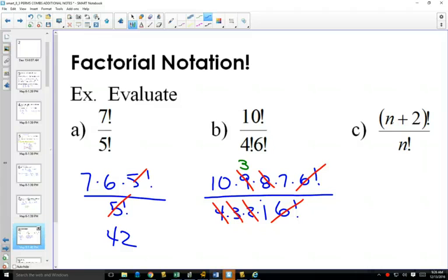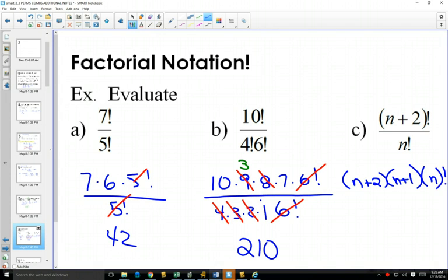Now, mental math, if I was multiplying that, what am I left with? I'm left with a 10, a 3, and a 7. 7 times 3 is 21 times 10, 210. And then when you get to variables, again, we decide which one's bigger, n plus 2 or n. N plus 2 is bigger. So we start expanding the bigger one until we get to the one that's on the bottom. And we're just left with n plus 2 times n plus 1.